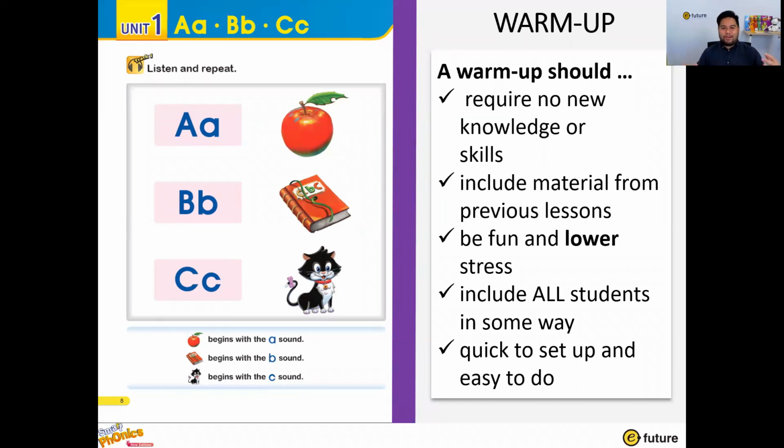If you do something fun, it sets them up to think, okay, this is fun, I'm enjoying this, I'm getting into the English class. It gets them engaged as well. So you want to get the students engaged in the beginning to set them up to learn later on in class as well. Also, I think it's important to try to include all the students.